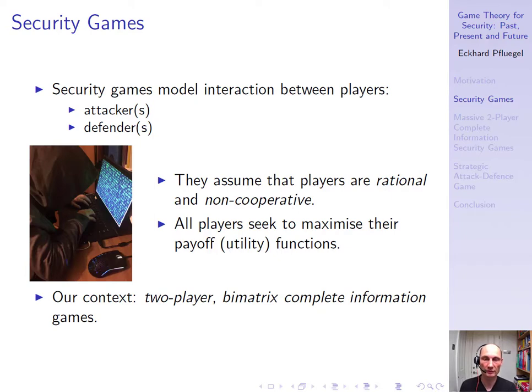Now, in our context, we are specifically interested in 2-player bimatrix complete information games. Bimatrix means that we can encode the payoff functions independently. So the attacker and the defender both have different rewards, and that's often called a non-zero sum game in the literature. Complete information means that the players have knowledge of the mutual reward functions, which seems somewhat artificial, but it turns out that quite often this is still a useful assumption.